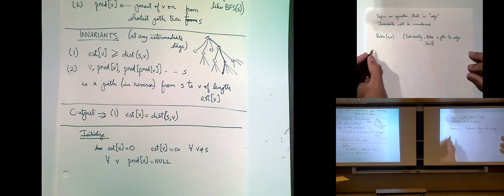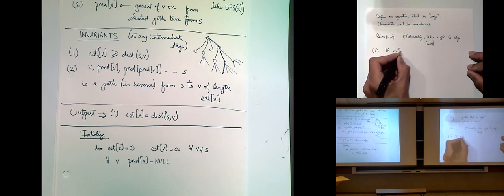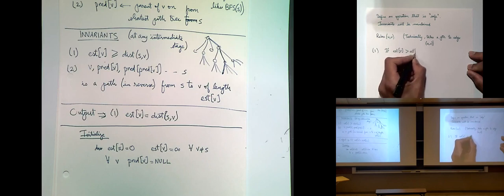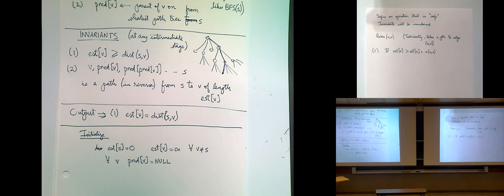So what is this procedure? It's actually pretty straightforward. It just says that if the estimate for V is strictly greater than the estimate for U plus the weight of the edge UV, suppose this happens, what does this mean? Suppose the current estimate that you have for V is greater than the estimate that you have for U plus the weight of UV. Then what? Something is going to happen here.